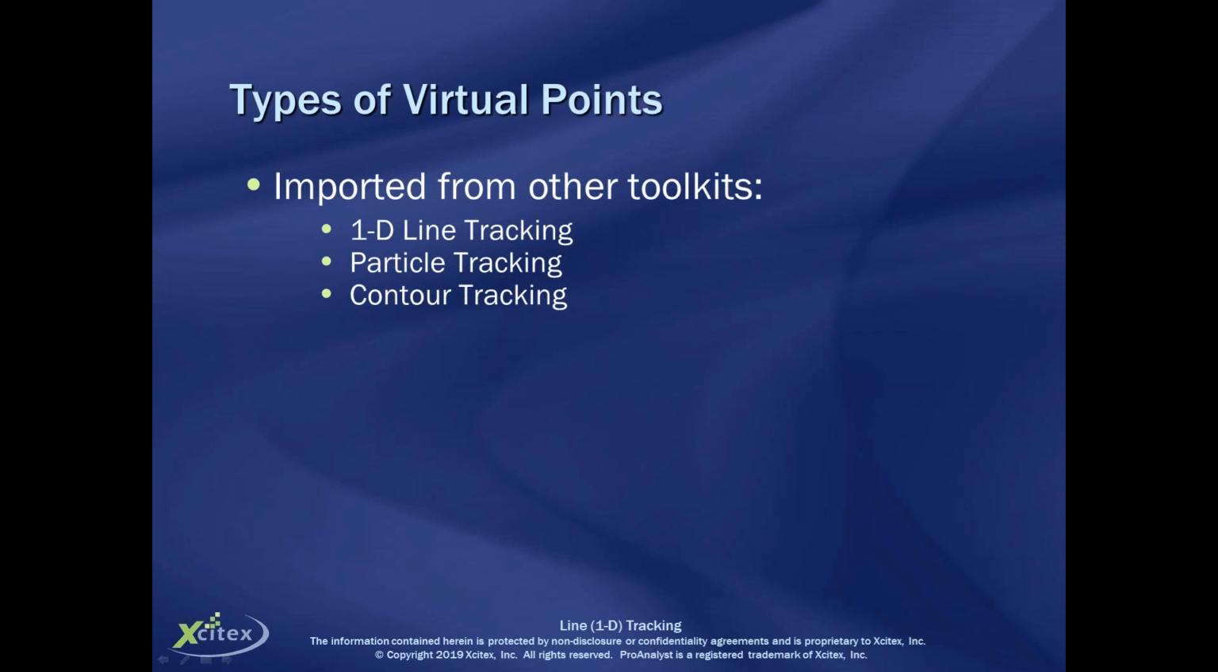We can also import information from particle tracking toolkits. In this instance, the correspondence trail for the particle becomes the feature that you are tracking, and it makes up the virtual point. And then the last place that we can import virtual points from is from our contour tracking toolkit. And in this, we can import the center of mass of the tracked contour as a virtual point.